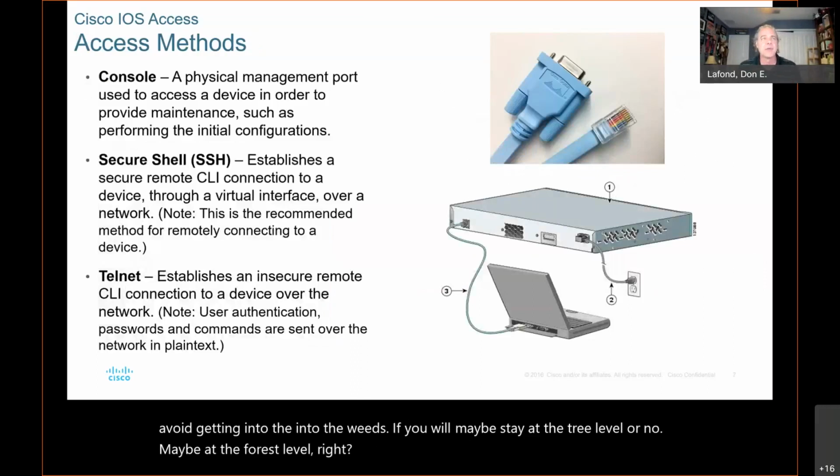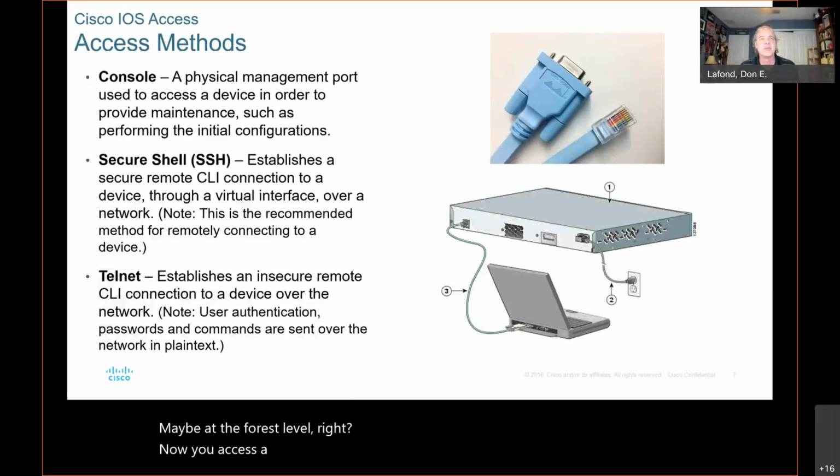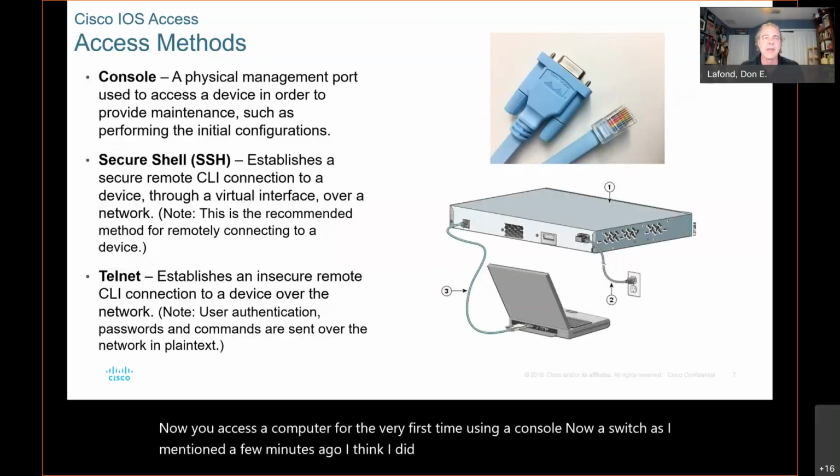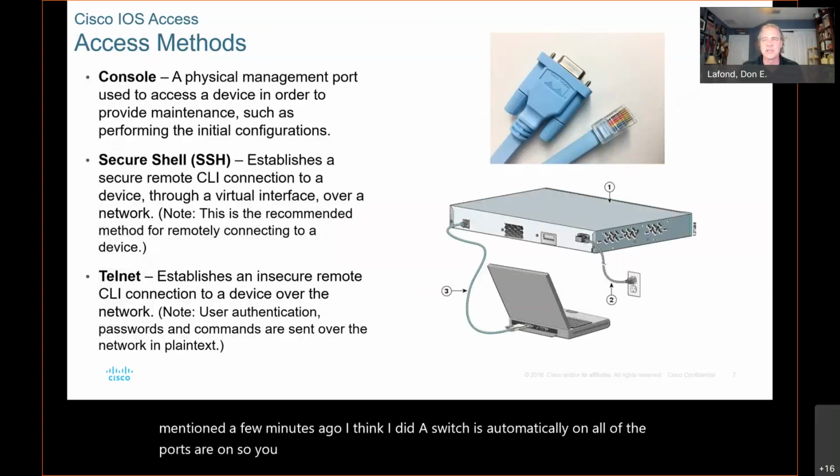Now, you access a computer for the very first time using a console. A switch, as I mentioned a few minutes ago, is automatically on. All of the ports are on. So you can connect a PC to a switch and then the switch to another PC, and it's up and running. They can communicate, no problem.